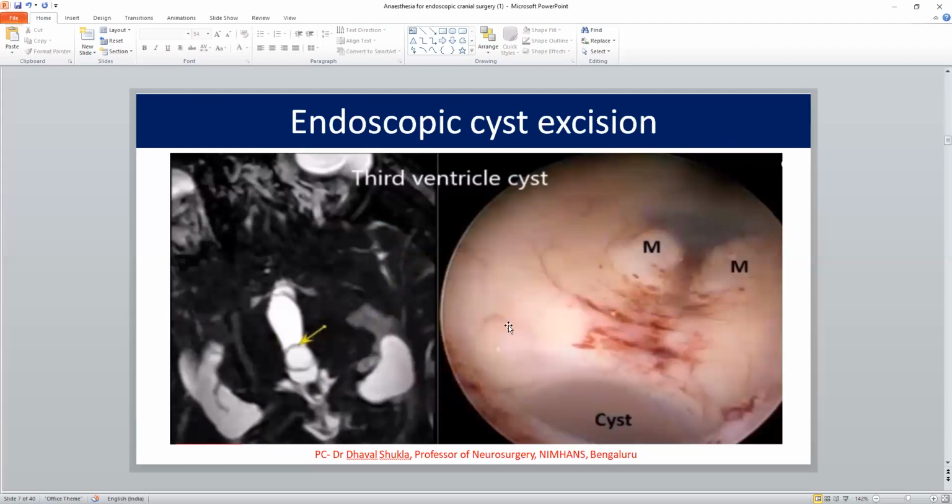Now, this is endoscopic cyst excision. You can see a third ventricular lesion on MR, and here you can see the endoscopic presence of a third ventricular cyst blocking the CSF passage flow and resulting in hydrocephalus. So you need not perform endoscopic third ventriculostomy here. You can excise the cyst in toto with the endoscopic approach.